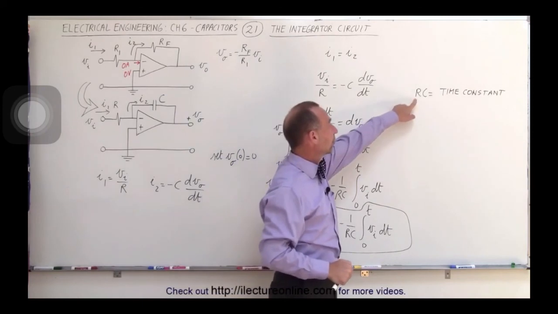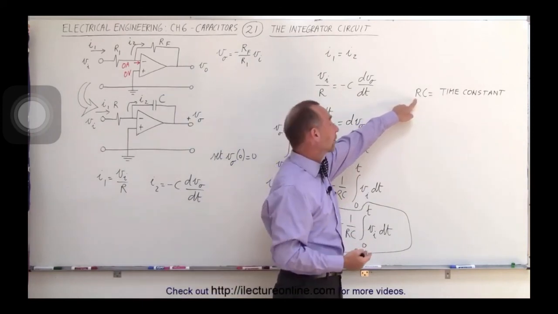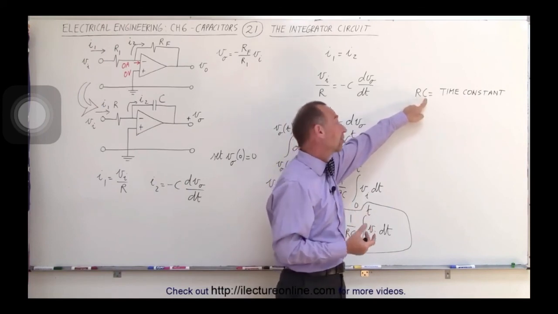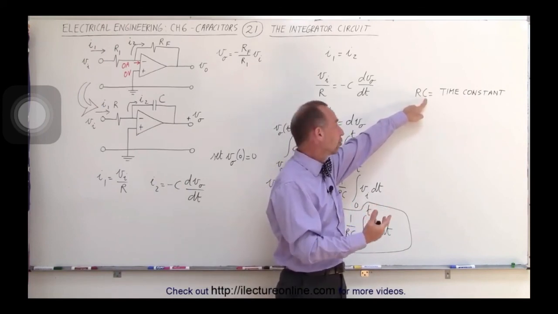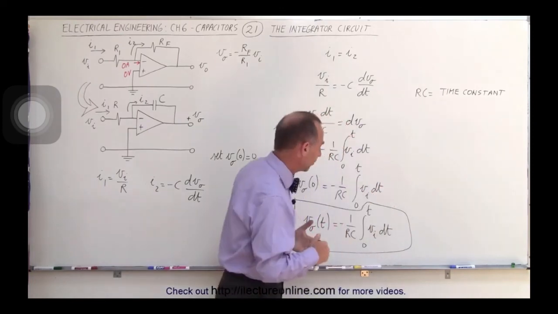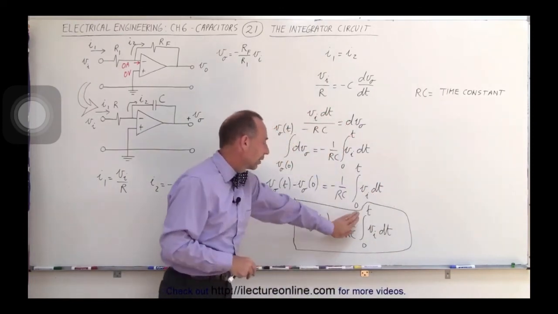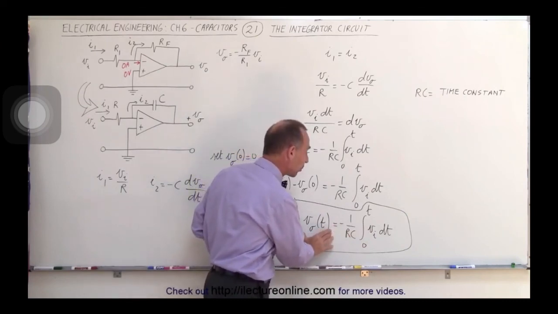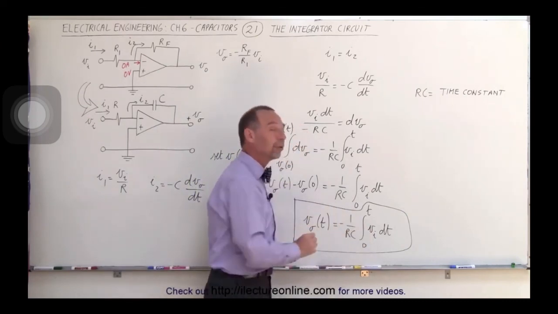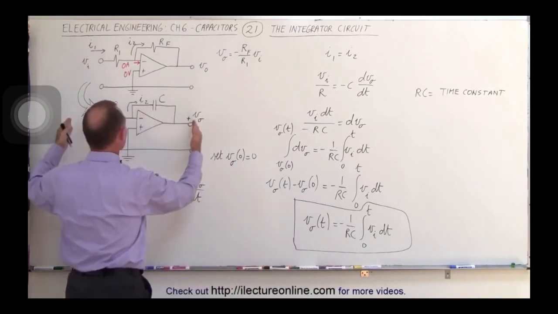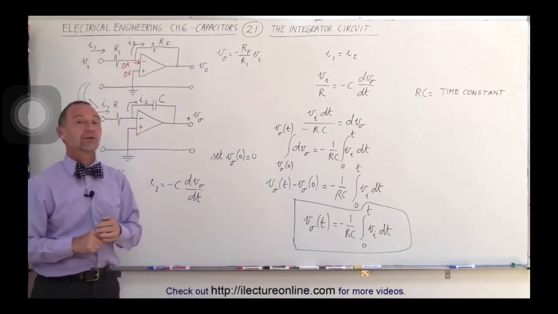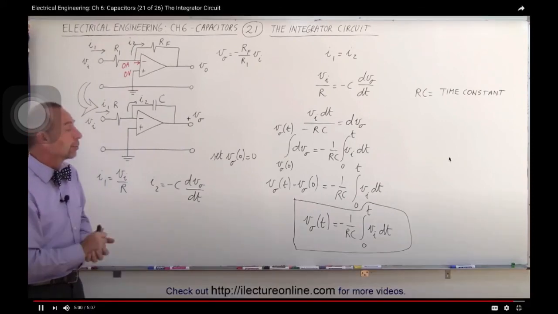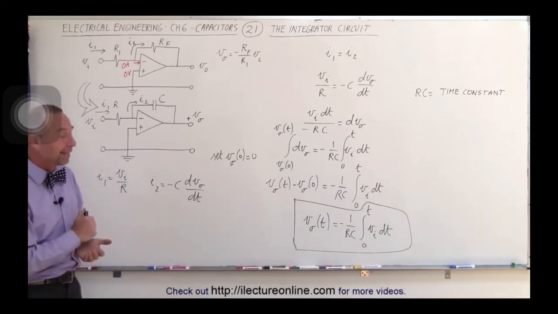If R is a large number, then of course it will take a long time for the capacitor to charge because the current will be smaller. If the capacitor is a large capacitor, then of course it will take a longer time for it to charge because it has more capacitance. But if you ignore that for a moment and simply realize that the output voltage is proportional to the integral of the input voltage, you then realize that this circuit right here is called the integrator circuit because the output voltage is really proportional to the integral of the input voltage. And that's how it's done.